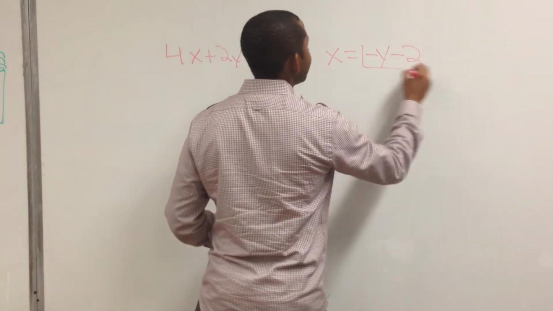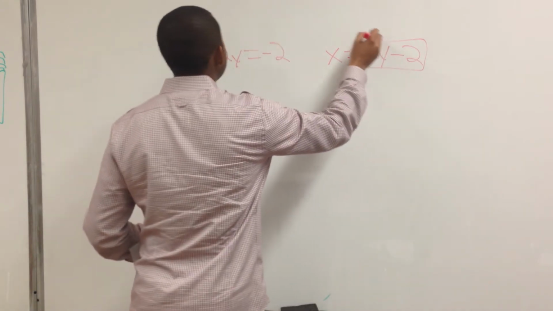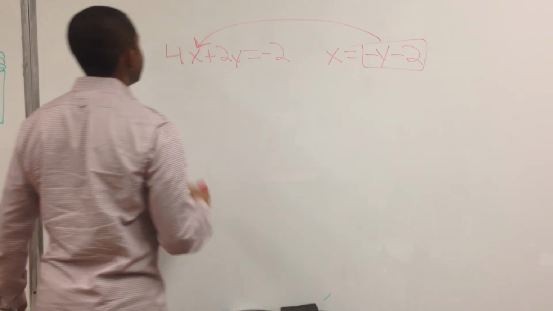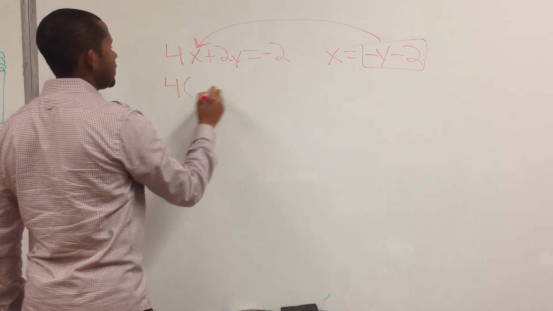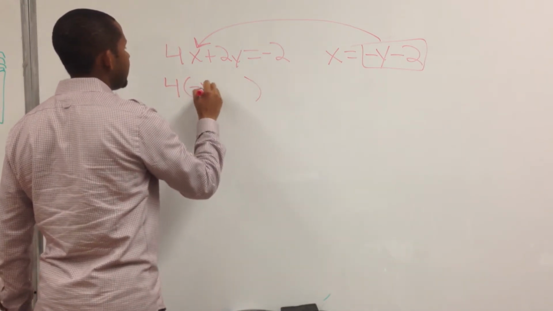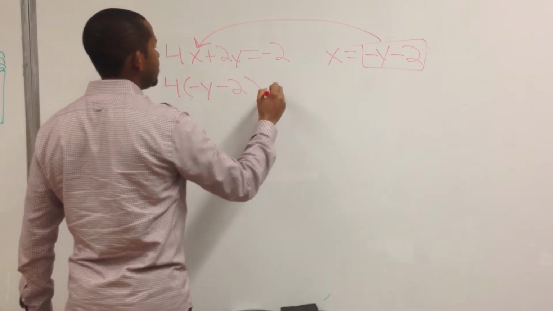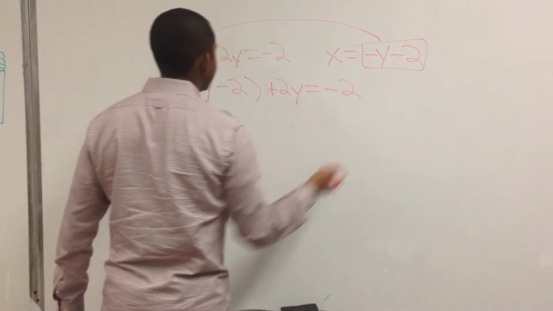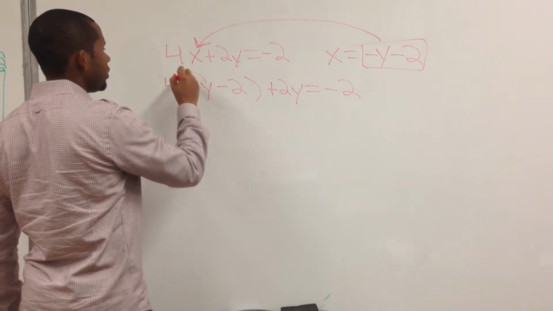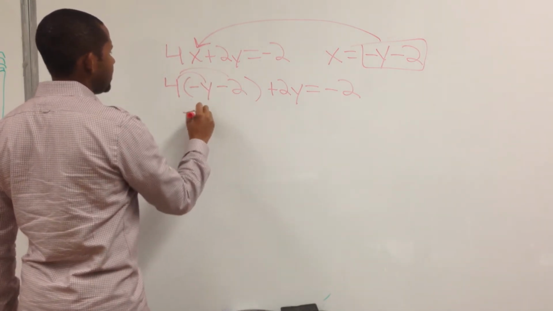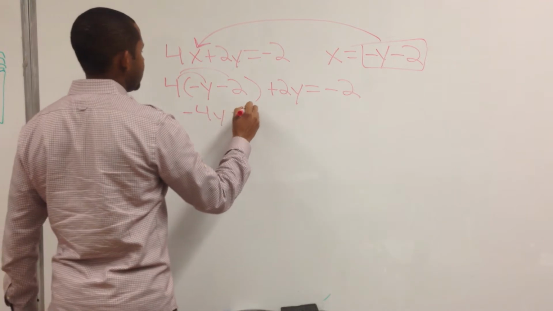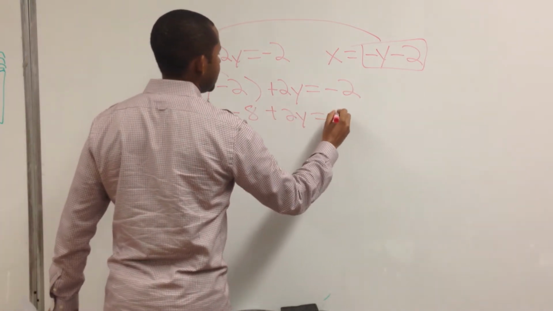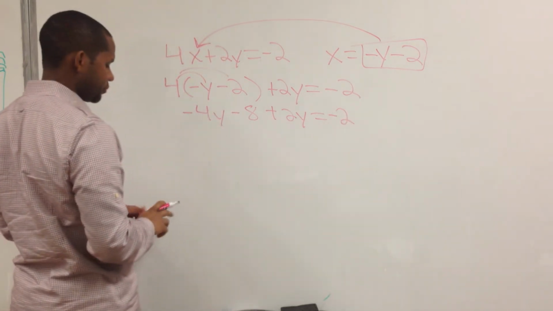Hopefully you just did that. You saw x is isolated. So you're going to take it here and plug it in for x. So 4 times, in place of x, I'm going to put negative y minus 2, plus 2y equals negative 2. Go ahead and distribute. Negative 4y minus 8 plus 2y equals negative 2.